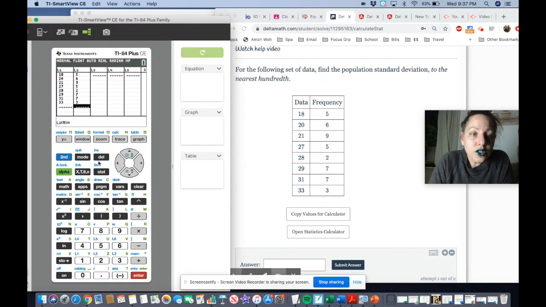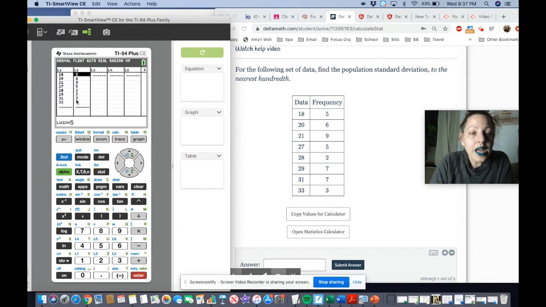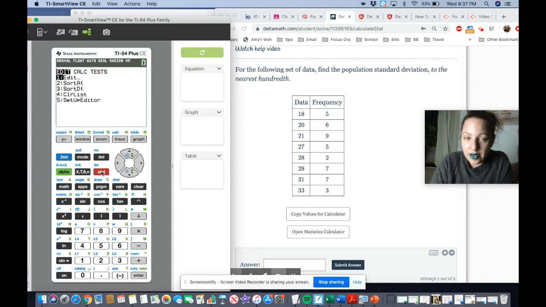Okay. So that was under Stat and Edit, and we hit Enter. It's going to stay there. Now I'm going to go to Stat again, because everything's in statistics, and see how it says Calc up here? I go over to Calc, just like I chose Calc on there, and I'm going to choose 1-Var Stats, one-variable statistics. I hit Enter.